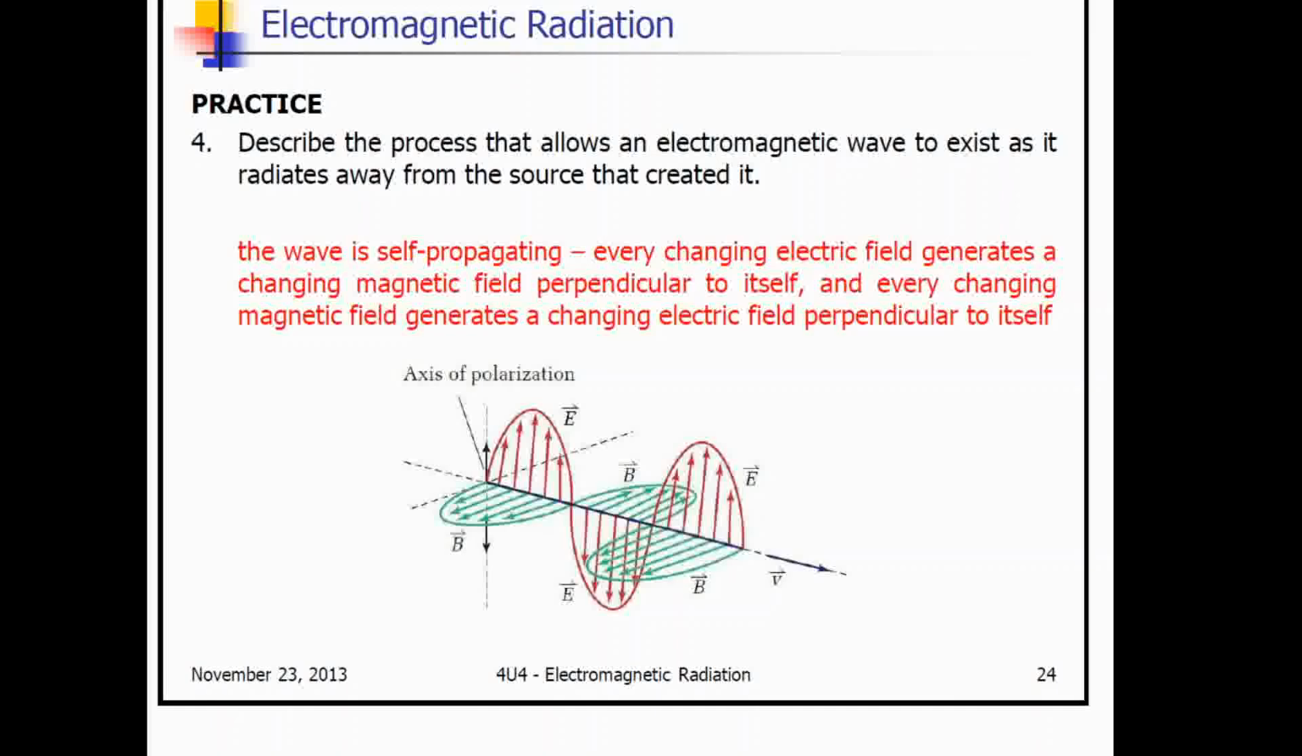Next it says, describe the process that allows an electromagnetic wave to exist as it radiates away from the source that created it. So the wave is self-propagating. Every changing electric field generates a changing magnetic field perpendicular to itself, and every changing magnetic field generates a changing electric field perpendicular to itself. So this is how waves propagate through space.